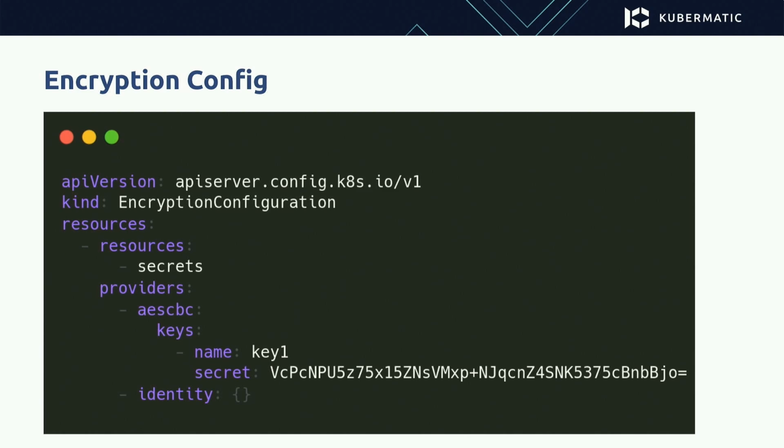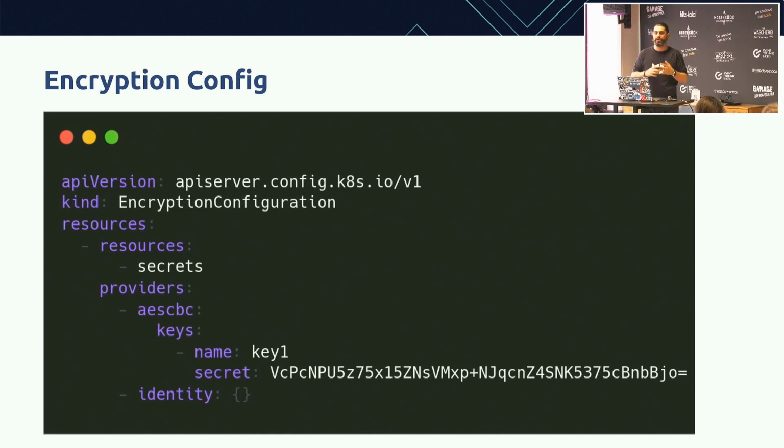You can have an encryption configuration for your API server saying that those resources should be encrypted with this key. So you can put secrets. You can also say that you want to encrypt your config maps, but I don't know if it is really necessary. At least for your secrets, you should do it.